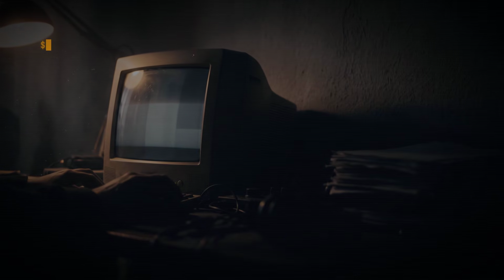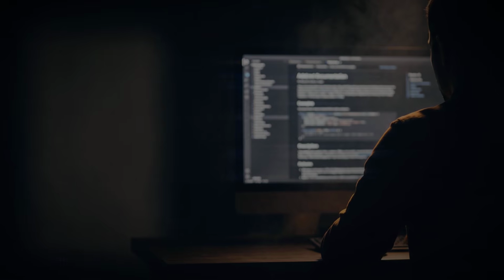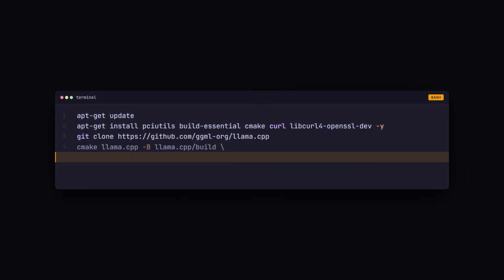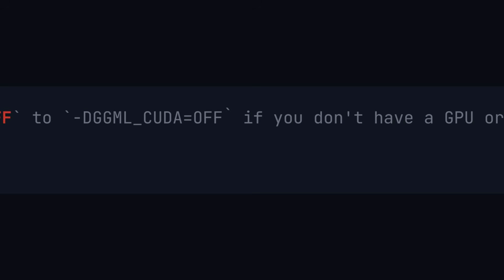Here is where most videos on this topic go quiet, so let's not. CPU-only inference is supported. It isn't a hack or a community fork. It's in the documentation in one sentence. The unsloth build instructions say it directly. Change -DGGML_CUDA=on to -DGGML_CUDA=off if you don't have a GPU or just want CPU inference. That's the whole mechanism. One compile flag sitting inside an otherwise completely ordinary build. You flip one character in that command, and the CUDA path is gone.